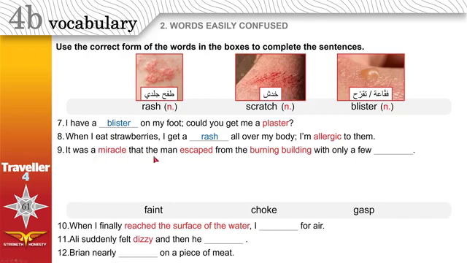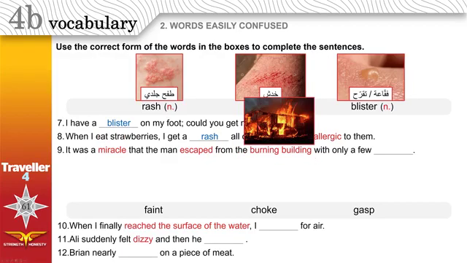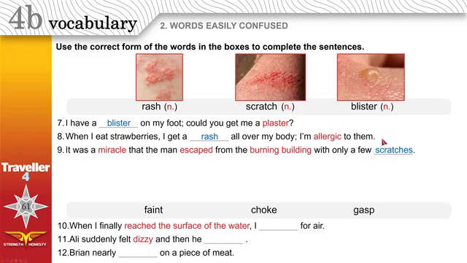It was a miracle. What we mean here is that something very lucky and happy happened that people thought was impossible to happen. That the man escaped from the burning building. The building is burning and he escaped. He ran away with only a few scratches. We need plural S here. We have a few scratches. He wasn't injured or anything.